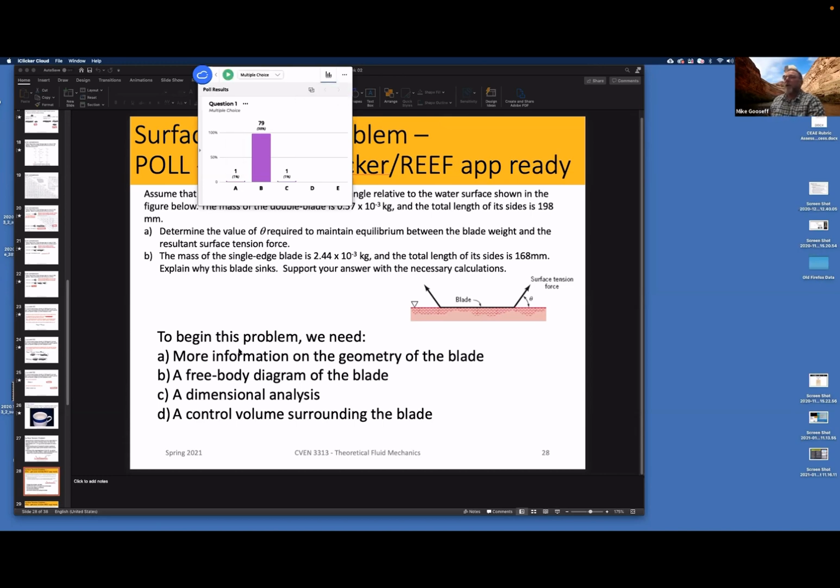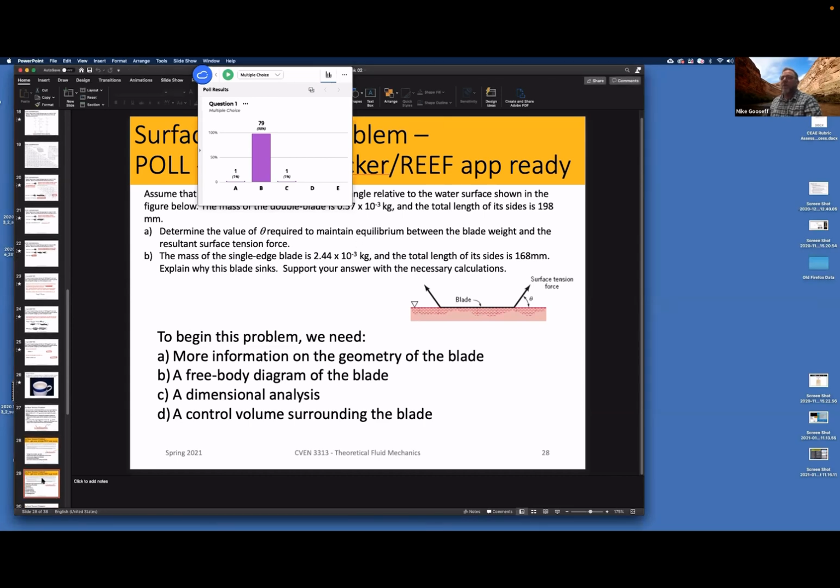So, more information on the geometry of the blade wouldn't necessarily help us. We're going to assume it's something like a rectangle, but given the perimeter of it, regardless of its shape, we should be able to work with what we've got. So B is what we're going to want to do. A dimensional analysis doesn't help us too much because we could throw in some equations, but even if we just used F_ST, the force of the surface tension equation that we have, we still don't know exactly what that works out to in order to solve the problem. All right, so let me go to the next slide because we have one more question here.